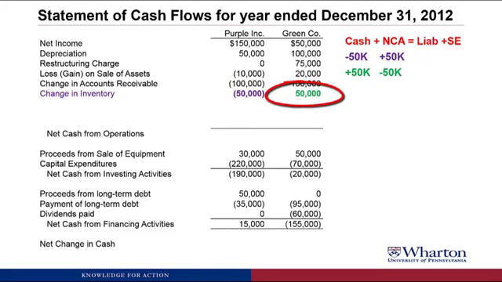non-cash asset going down. We add that back on the cash flow statement to stay in balance. And what this means is that Green actually sold more inventory than they purchased. So not only did they sell whatever they had this year, but they tapped into the inventory at the beginning of the year and sold some of that as well. So that's an extra source of cash flow by selling the inventory from the prior period.